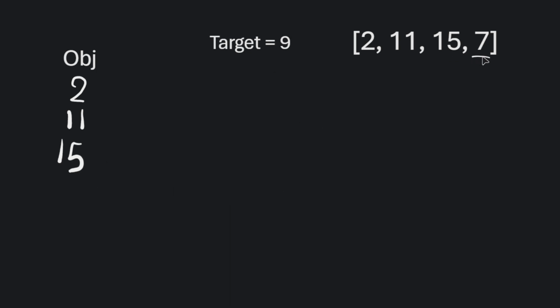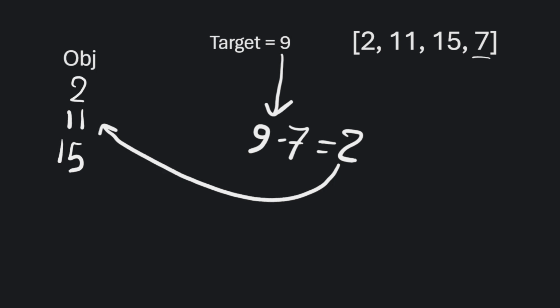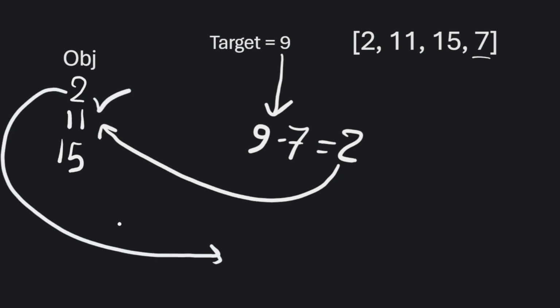And finally, we get to the last number, which is 7. We calculate the complementary number, which is 9 minus 7, and it's 2. Does 2 exist in our object? Would you look at that? It does. Awesome. In that case, 2 and 7 are our answer.